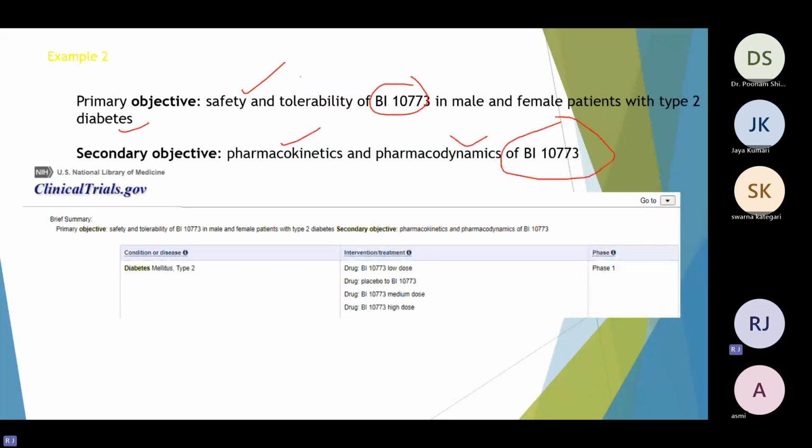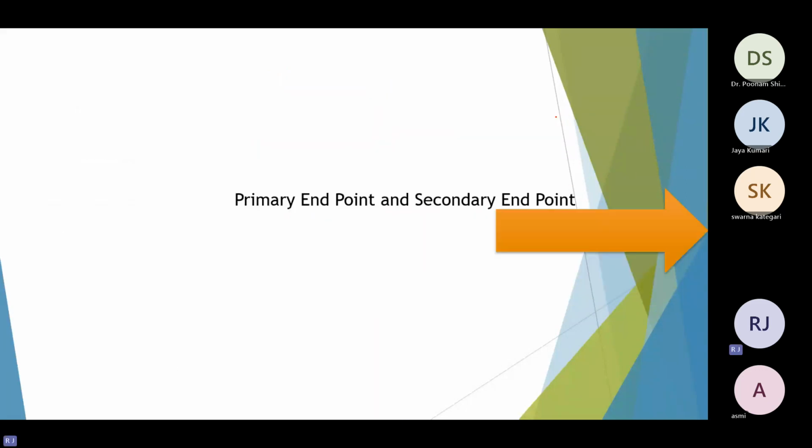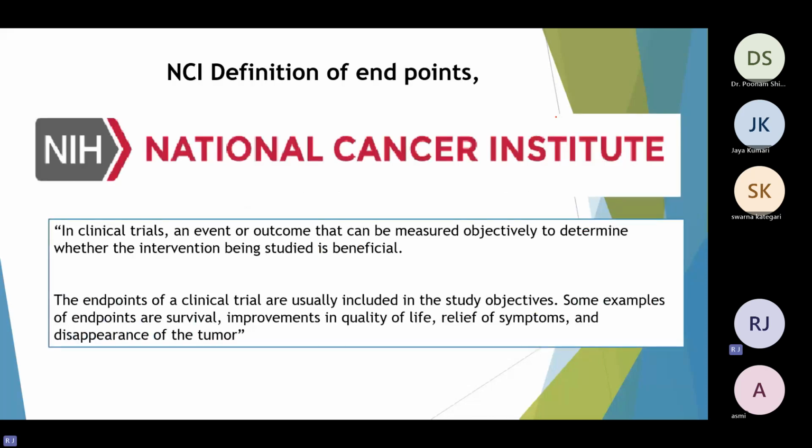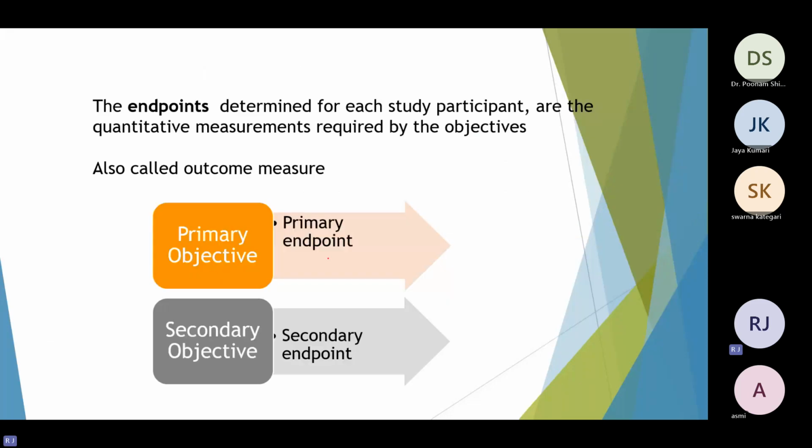Now, how will I come to know whether my primary objective or my secondary objective is met or not? To determine this, we test a few things. What are those few things? Those are what we call endpoints: primary endpoint and secondary endpoint. For the primary objective, whatever parameter we determine is called the primary endpoint. And for the secondary objective, whatever parameter we determine is called the secondary endpoint.